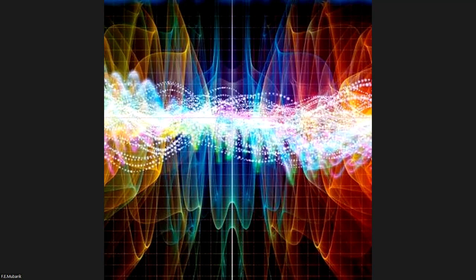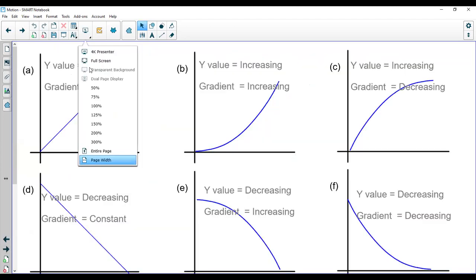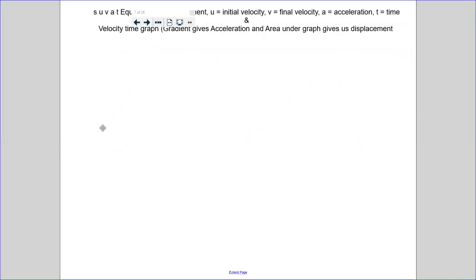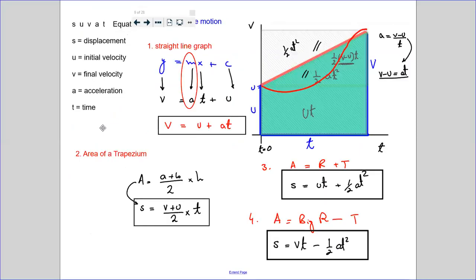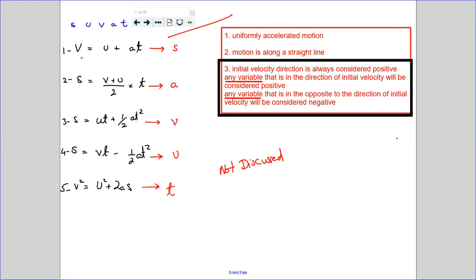Okay, so last time we practiced the equations of motion, and we mentioned all those equations of motion come from the straight line graph. We practiced that there are 5 equations, and in each question we are given 4 variables.